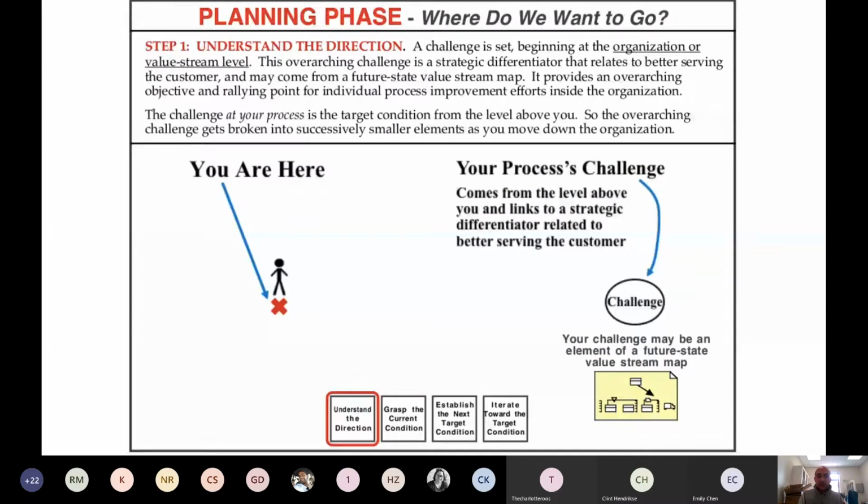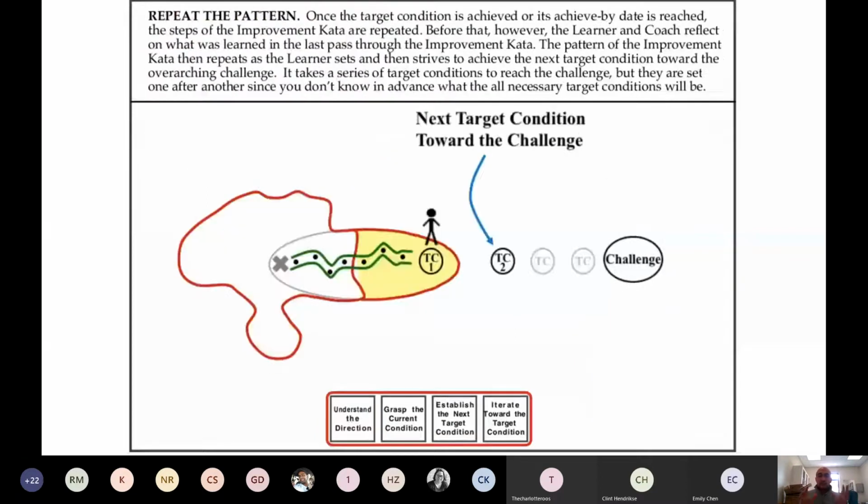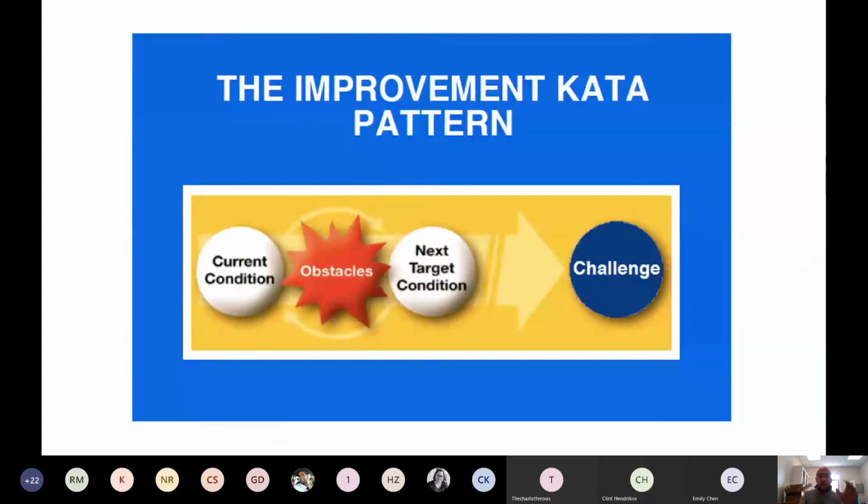Very briefly, I'm going to skip to this one. If you summarize the whole process, your current condition is where you are. Your next target condition is where you want to be. The challenge is your final goal, and then you work through the obstacles to get to your next target. That's basically the summary of improvement theory.